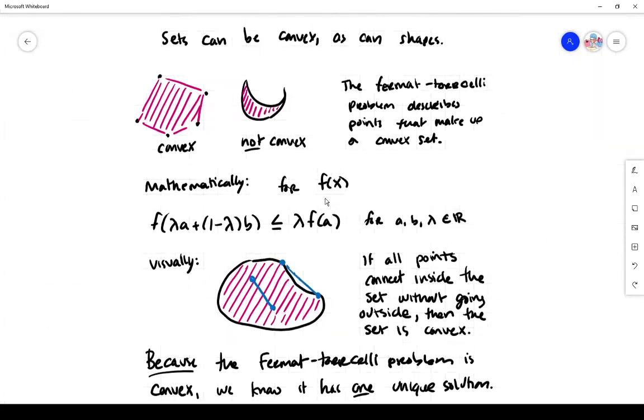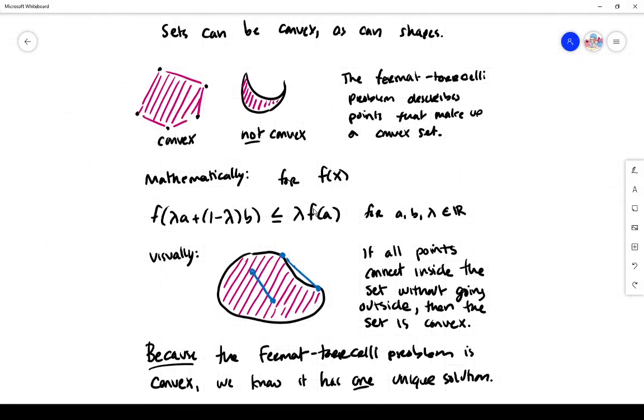Mathematically, for f of x, we have this function: f of delta a plus 1 minus delta b is less than or equal to delta f of a, where a, b, and delta are elements of the real numbers. This is once again a big formula to illustrate that all possible line segments between any 2 points in this shape should connect if it's convex. They should never go outside of this set.